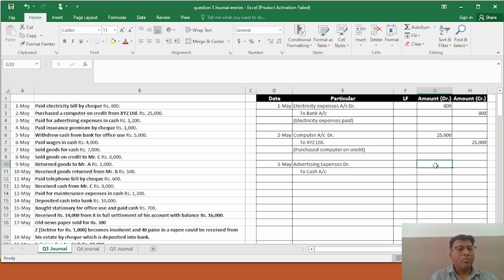And what is the amount? Rupees 1200. And what would be the narration? Advertisement expenses paid. Okay. So you have to keep in your mind exactly what the rules of making the journal entries are, or what the rules of different accounts are.